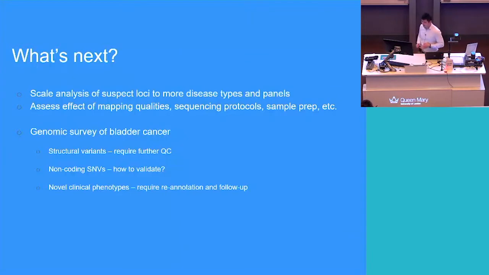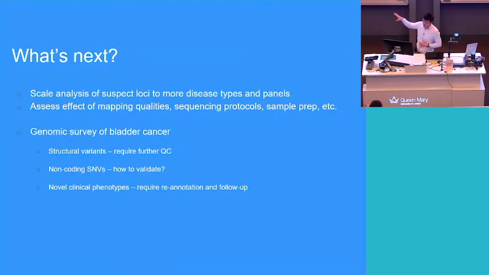Okay, so that's just a preliminary analysis that we're taking forward. We're going to scale it up to more patients in the 100K data, looking not only at the neurology domain, but also patients in the other domains. And we're also going to try to see what the reason is behind these suspect loci, whether there are issues with the sequencing protocols or the sample preps that may be causing them.